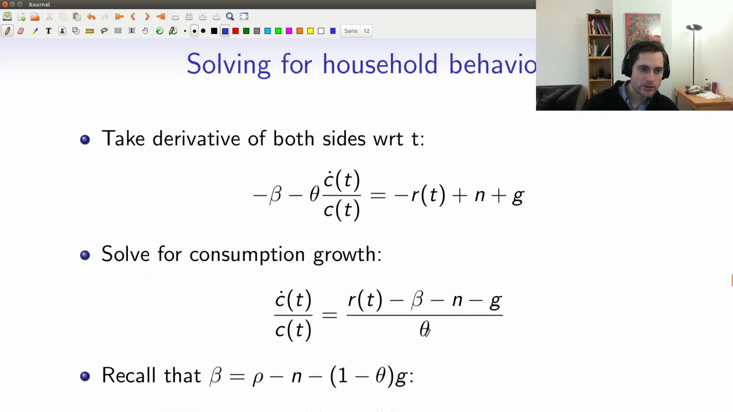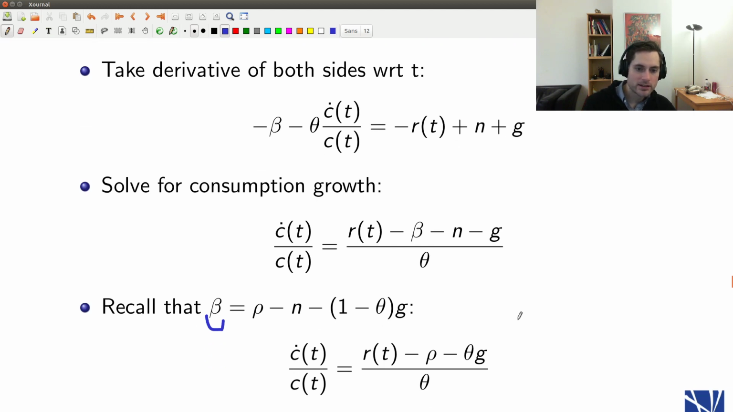Okay, so here's what we did. We took the derivative of both sides with respect to t. This is just copied from the last slide. Now let's solve for consumption growth, that's c dot t divided by ct. You get this expression. That's nice. And then finally, we're going to simplify one step farther. Recall that we actually defined what beta was a few slides ago when we were deriving the utility function that involved consumption per unit of human capital. Let's plug in that definition, and we end up with this guy here, which is nice because these are all now fundamentals of the model.